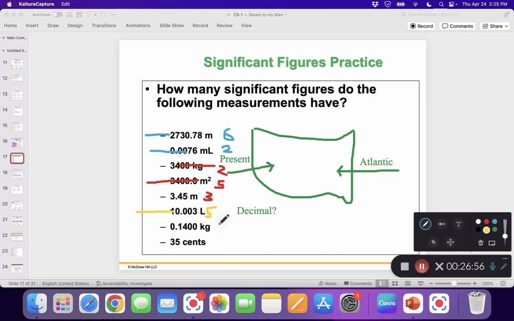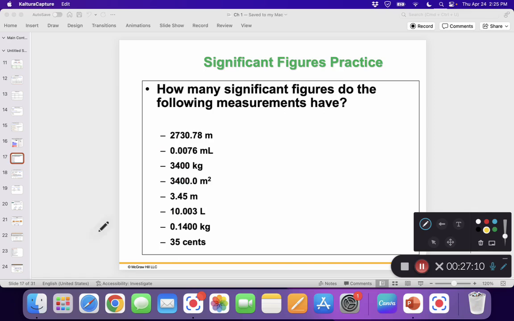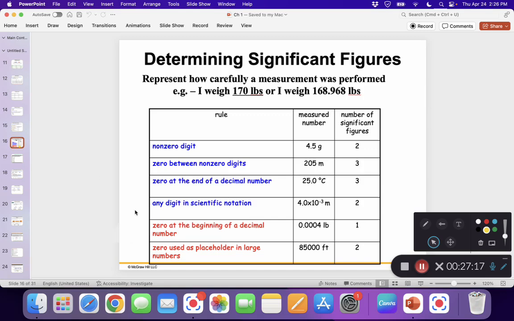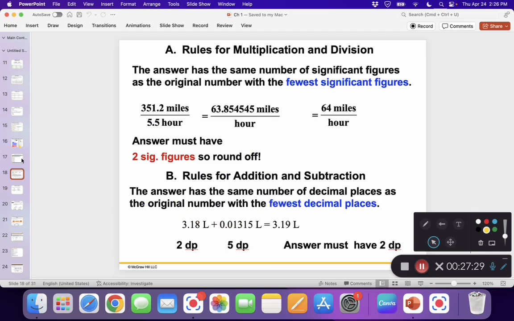0.1400. How many are there? 35 cents. This is just 2 sig figs. You just learned it. Okay, so please understand and practice this hack. This hack will cover all the rules that we just saw for significant figures. The only thing that I did not mention is the numbers in the integer part of the scientific notation. Those give you the significant figures, not the base 10. And we will talk about it in a while.